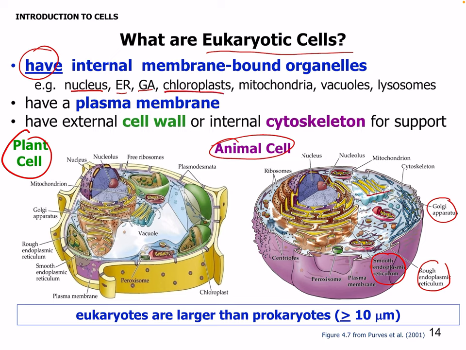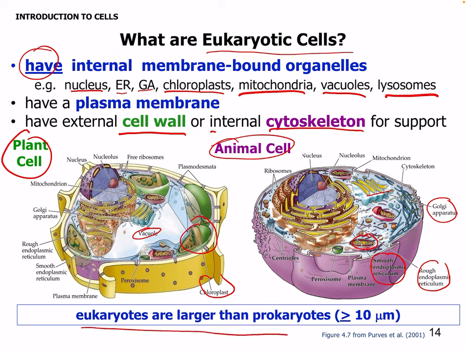A chloroplast in the plant, which you can see here. Here's our chloroplast. Mitochondria for a lot of our oxidative phosphorylation. Vacuoles in the plants again. And our lysosomes, which are quite important in degrading things. Again, we have an external cell wall, or an internal cytoskeleton for support. We'll get to these cells in much more detail later. Eukaryotes are larger than prokaryotes and are greater than 10 micrometers in length.